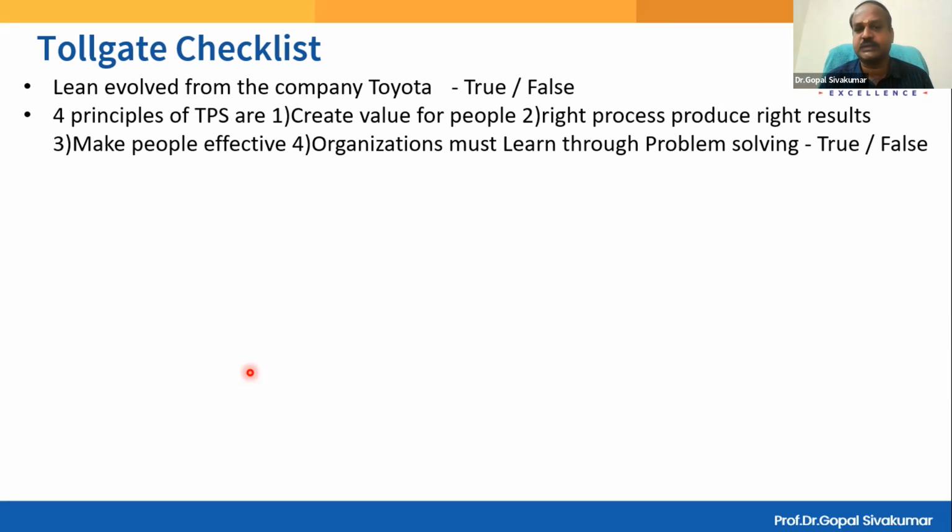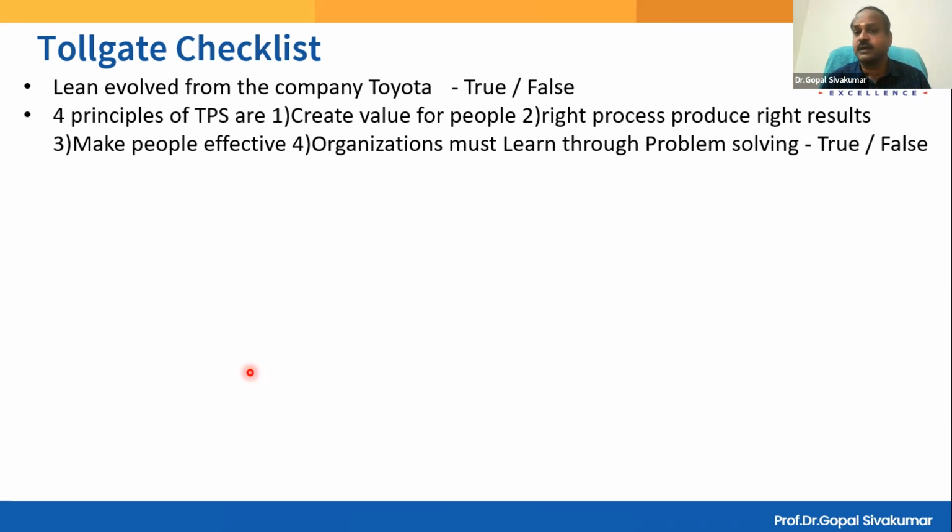So you need the right processes in place if you are looking at right results. So make your people effective. The organization will very soon become effective, right? Because the message will spread. A culture will change automatically.